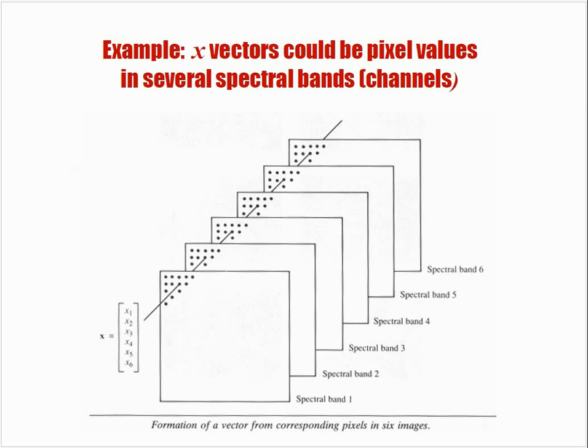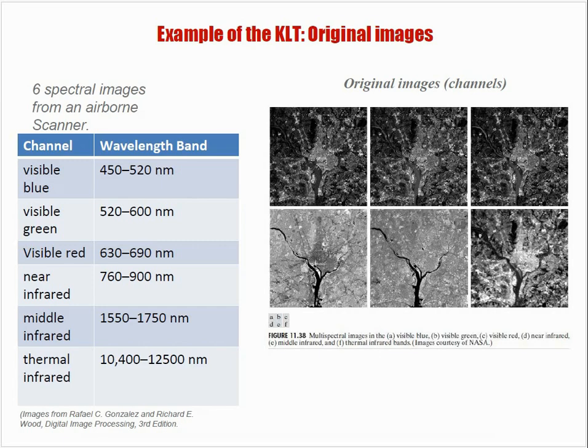This is a reminder that the x vectors used in these examples represent pixel values from different spectral bands or channels. This is typical in airborne imaging systems where data is collected across a wide range of wavelengths. Here we see 6 spectral images from an airborne scanner, each corresponding to a specific wavelength band. These include visible blue, green and red, as well as near infrared, middle infrared and thermal infrared. These are the original input channels before applying the KL transform.